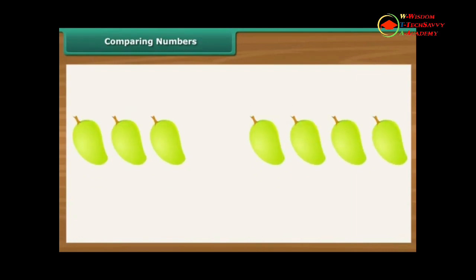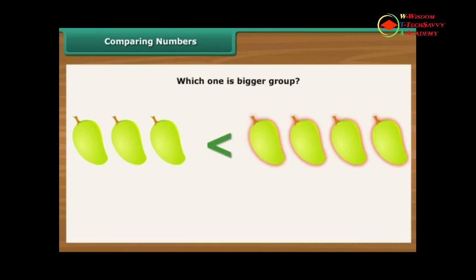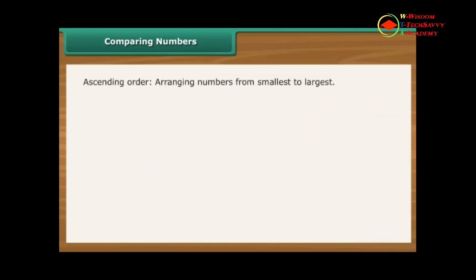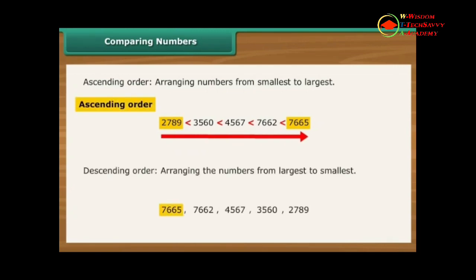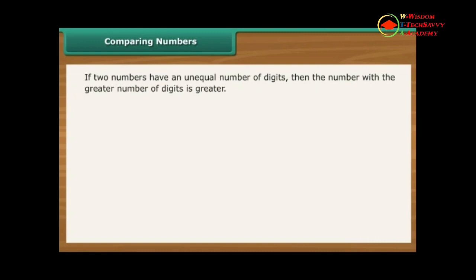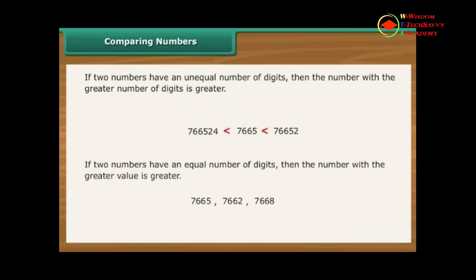Comparing numbers. A collection or group of numbers can be compared with each other. On comparing the numbers, we can tell which group is large. The arrangement of numbers from the smallest to the largest is called ascending order. The arrangement of numbers from the largest to the smallest is called descending order. If two numbers have an unequal number of digits, then the number with a greater number of digits is greater. If two numbers have an equal number of digits, then we need to compare numbers at each position.